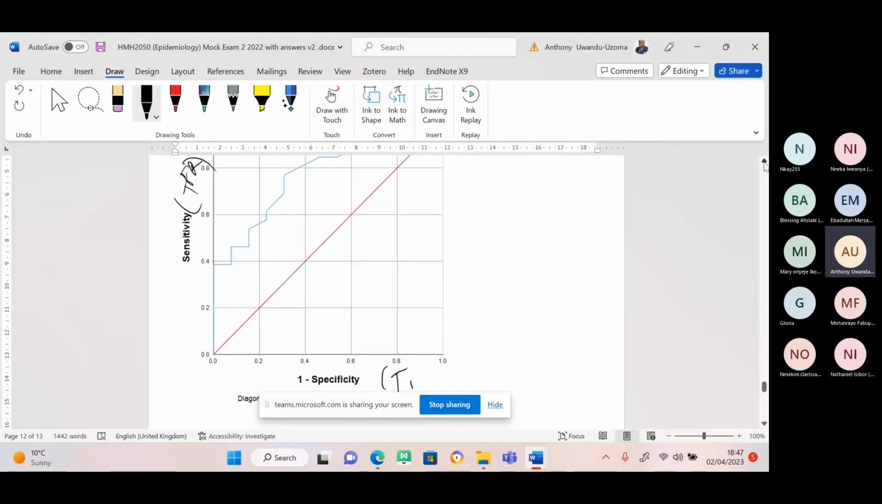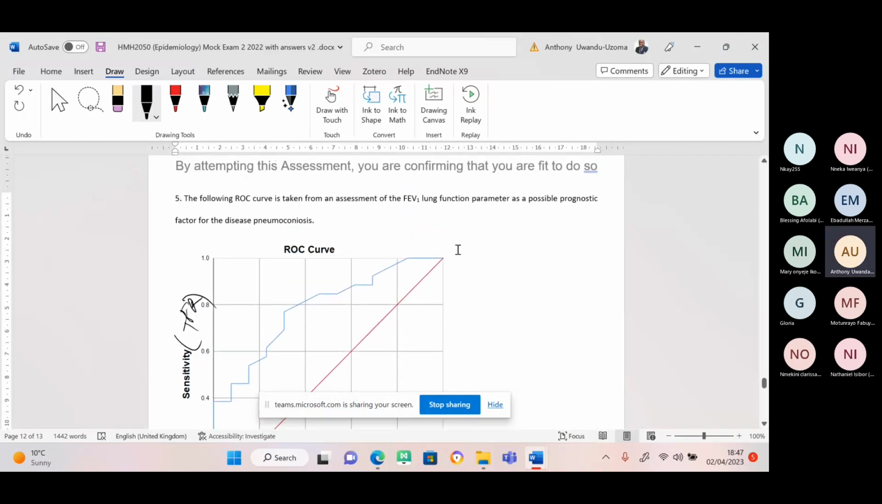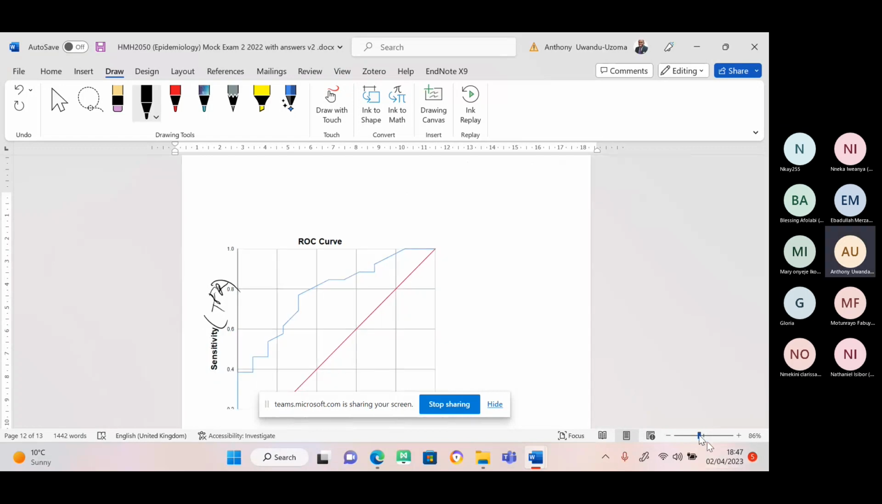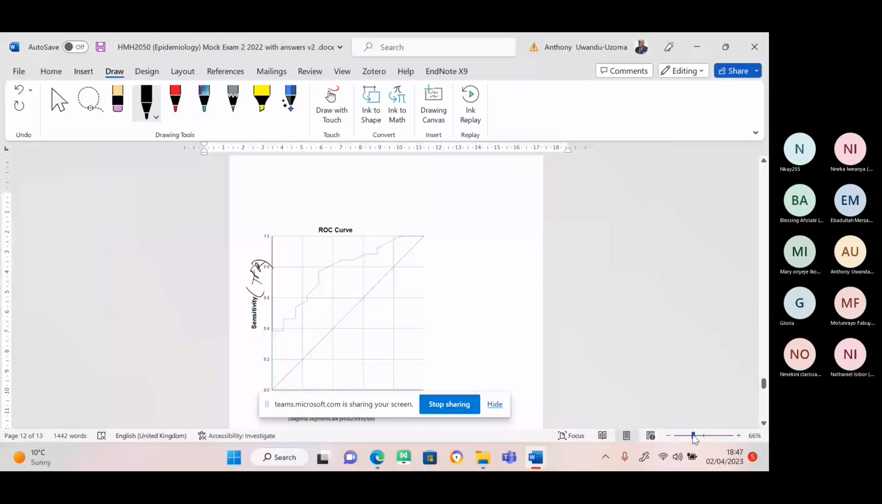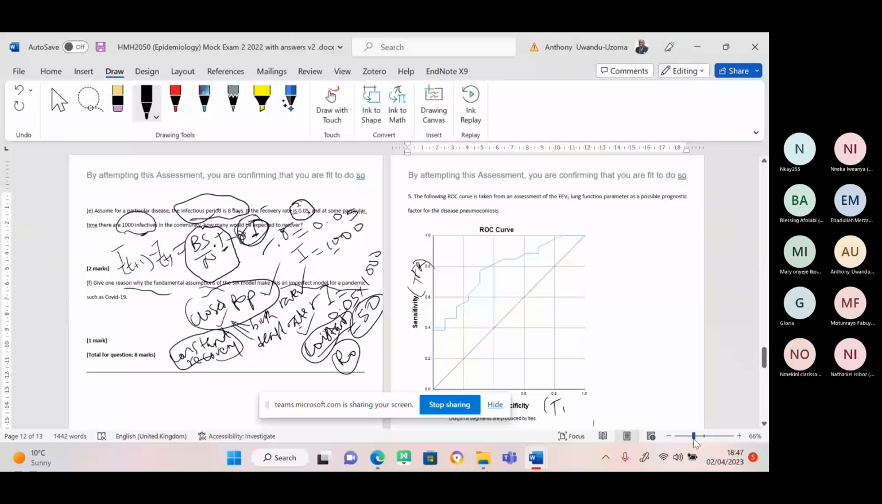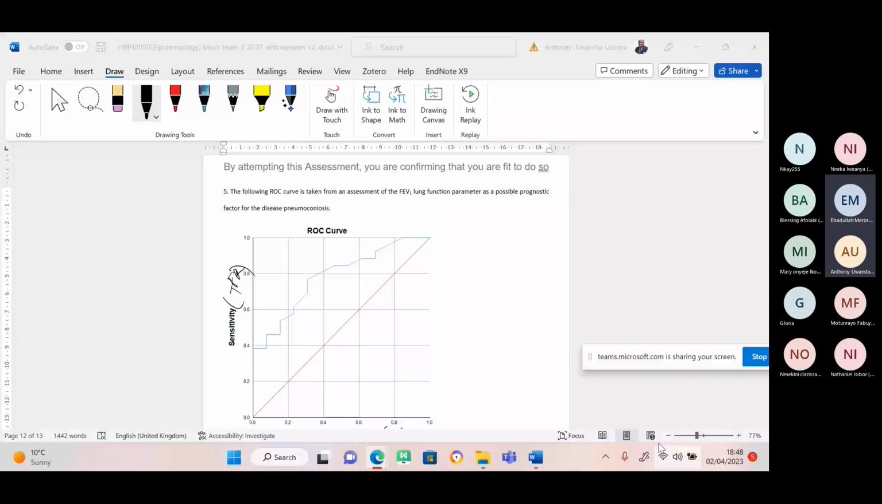So can someone attempt the question? All right. So can someone make an attempt on the question? This is the question that we have now on the screen. Okay, so this is an ROC curve.